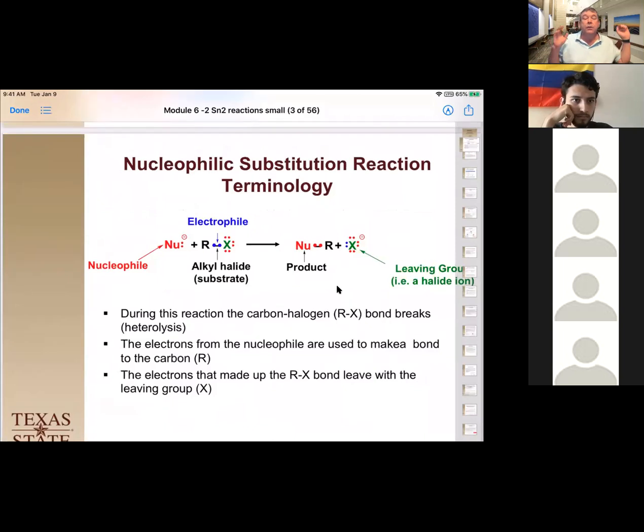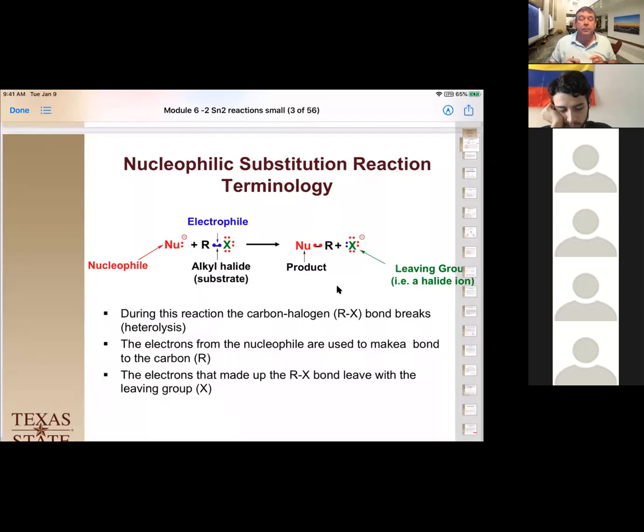Okay, so the nucleophile is either the thing with a lone pair or a negative charge that is going to come in and displace something on our substrate. Okay, our substrate is our organic molecule that contains some kind of leaving group. In this case, we're talking about alkyl halides, which means we have a straight chain alkane with a halogen on there. So chlorine, iodine, fluorine, bromine, whatever.